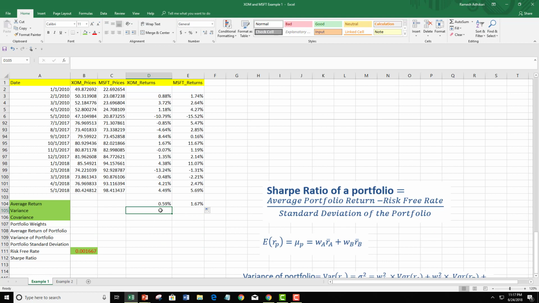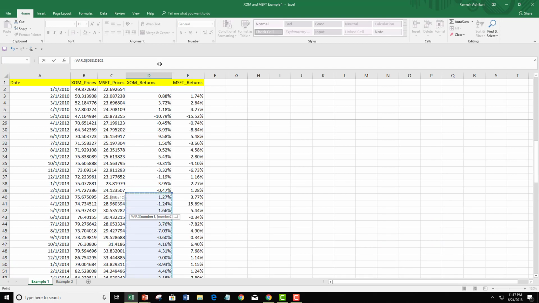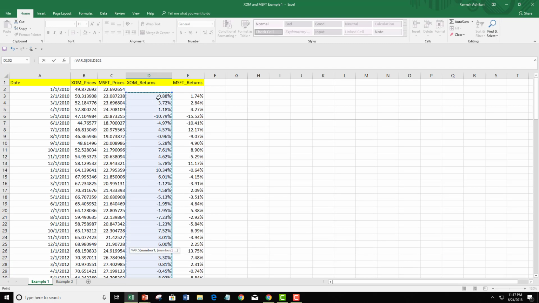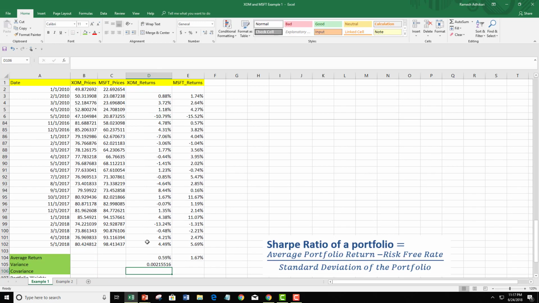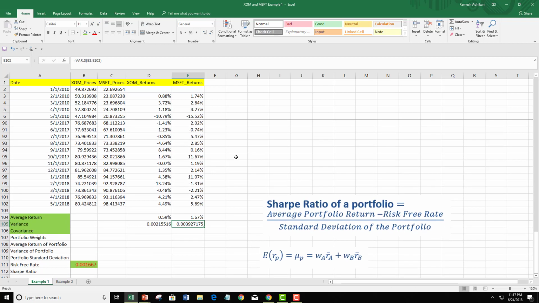Similarly, you can compute the variance. So there is a function called VAR, and choose the sample one, which is VAR.S, and select the entire return series for ExxonMobil in order to compute the variance of XOM stock. Similarly, you can grab the little square box and drag to the right, and it gives us the variance of Microsoft stock. Then we need to compute the covariance.